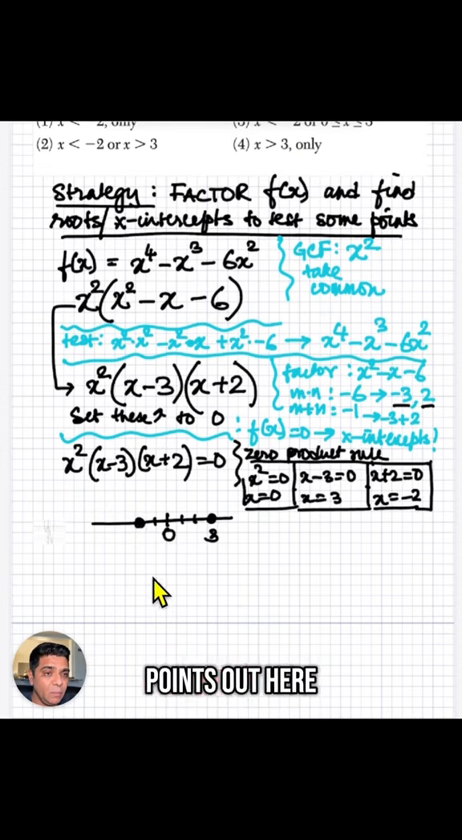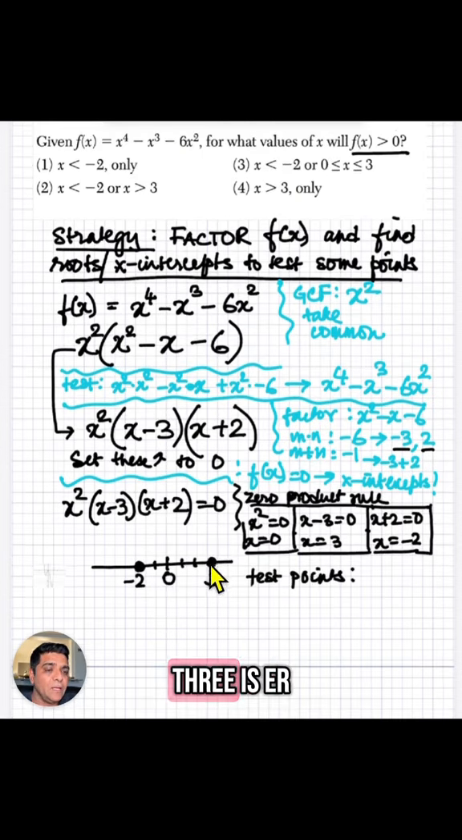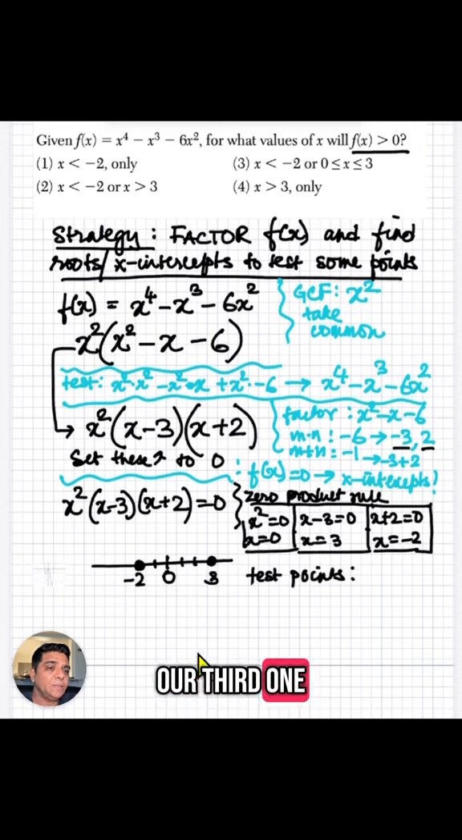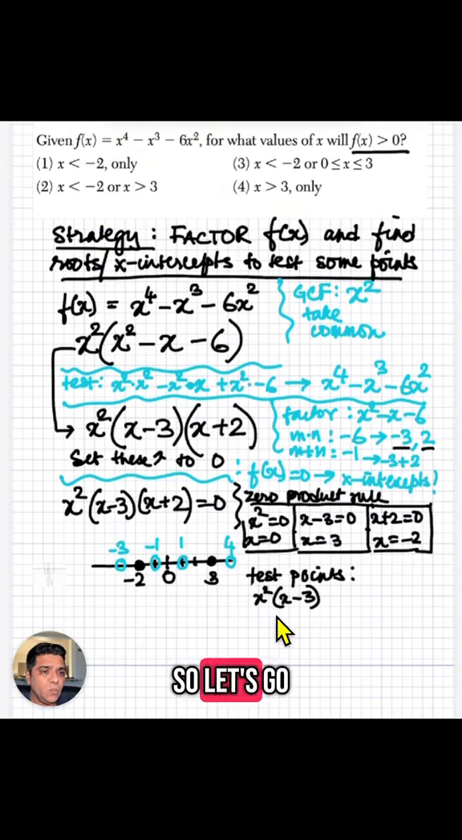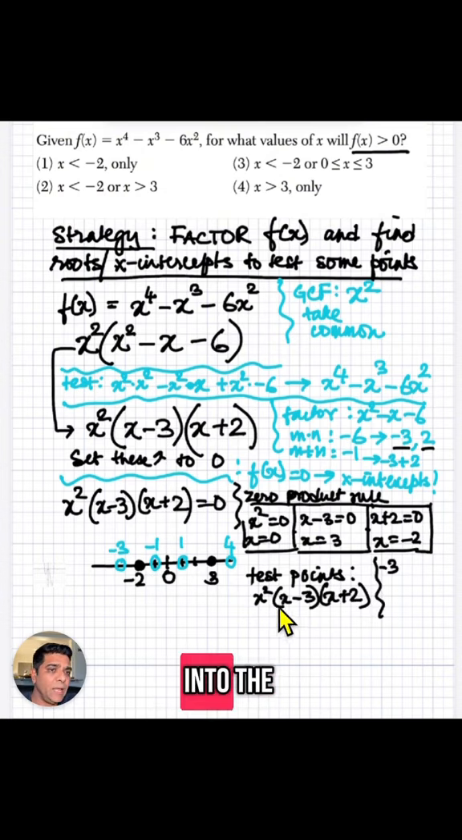Let's go ahead and put the points out here. So negative 2, 0 is one x-intercept, and 3 is our third one. So let's go ahead and find some test points. Maybe negative 3, negative 1, 1, and 4. Let's substitute each of those into our f of x.